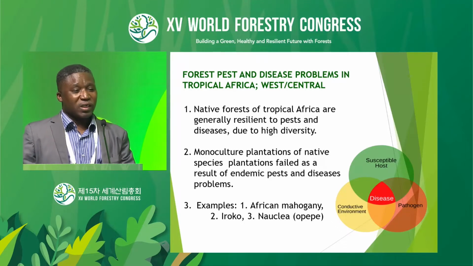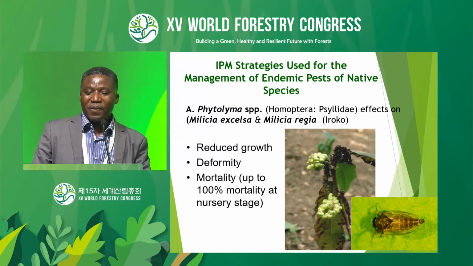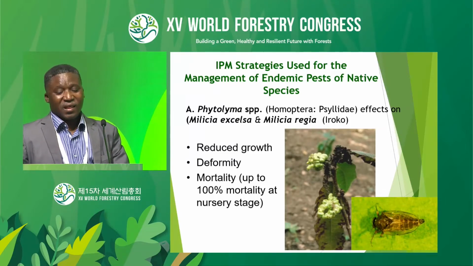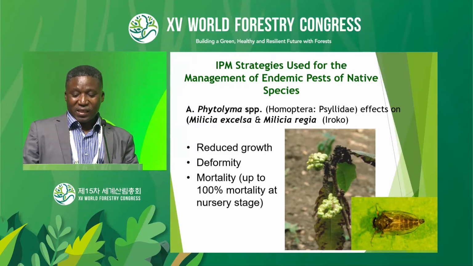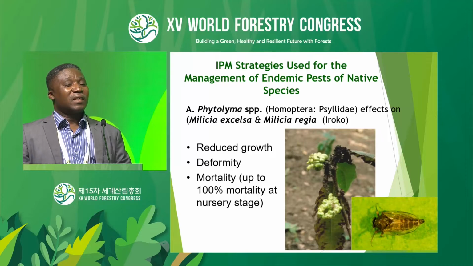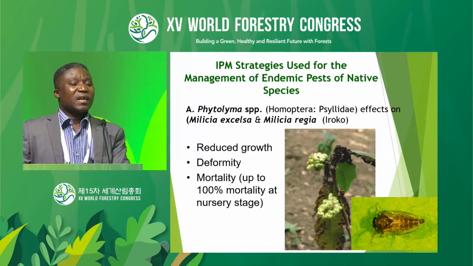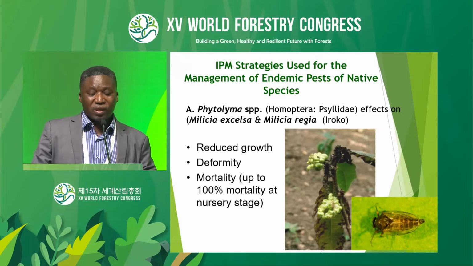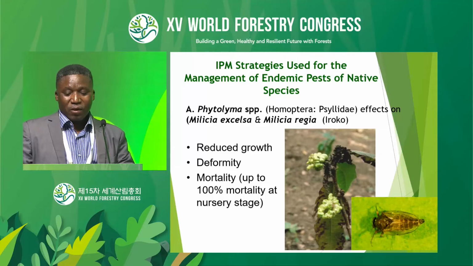We have the iroko, which is Milicia, very good timber, and Nauclea. So this picture here is the Phytolyma, an insect that attacks the iroko tree, the Milicia excelsa or Milicia regia. You can see the insect there, and it causes gall formation. So those big things that you see are the leaf galls as a result of the insect attack. And it easily can cause 100% mortality in nurseries.